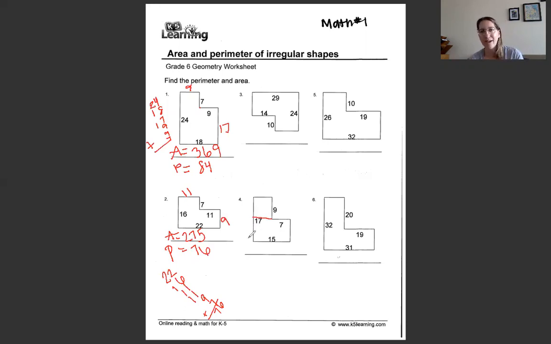Doesn't mean you need to divide it by 2. It means you need to look over here. If this part is 9, that means this part is 9 less than 17, which is 8. So that means this side over here must be 8 as well. To find this portion and this portion, we know the whole thing is 15. So this part must be 7 less than 15, which again is 8.